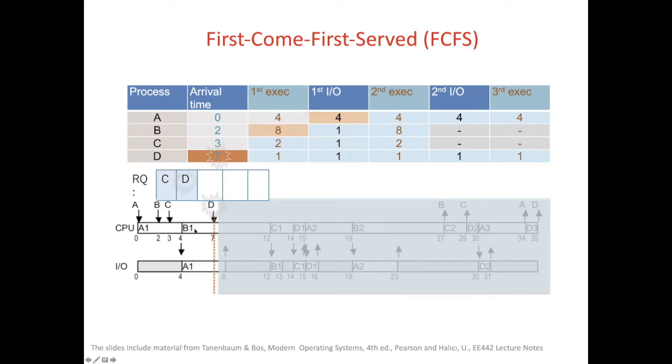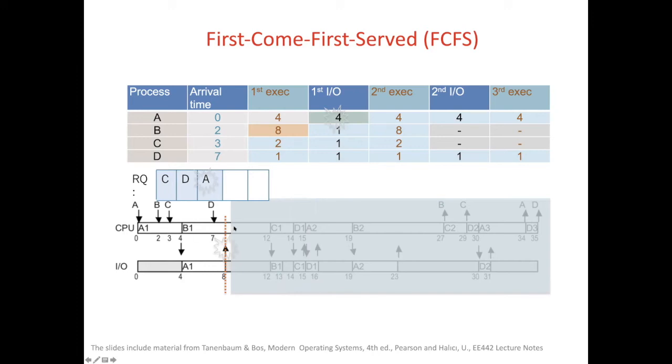While process B continues its execution, process D arrives to the system. It is inserted into the ready queue. B continues its first execution and A continues its first I/O operation. At time 8, the first I/O of A is completed, so it enters back to the ready queue.